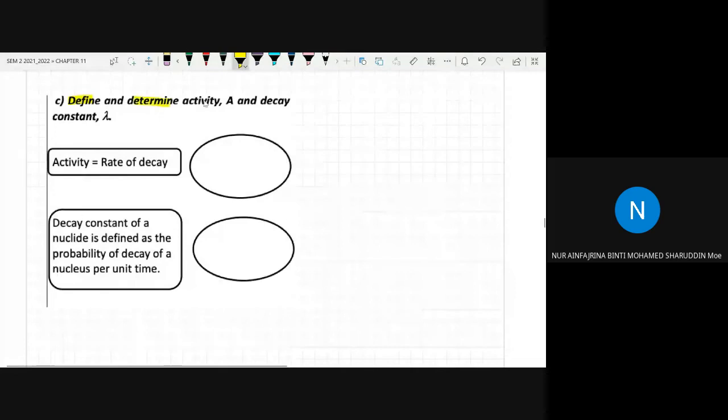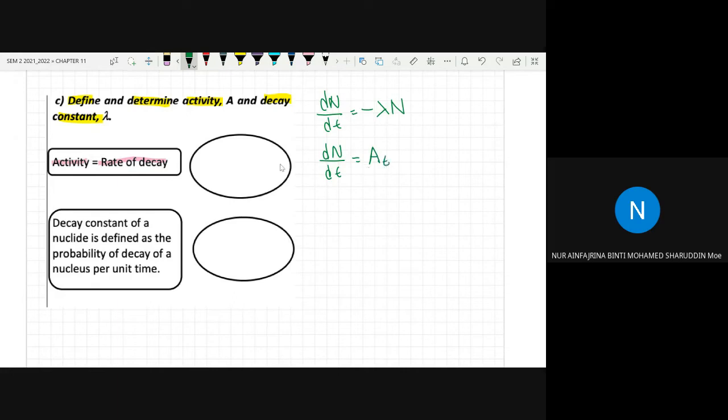We're going to define and determine activity A and decay constant. First of all, you need to know activity is equal to rate of decay. We learned rate of decay dN/dt equals negative decay constant times number of nuclei. And at the same time, rate of decay equals activity, A subscript t. So therefore, activity equals negative decay constant times number of nuclei. Okay, copy. So therefore, activity and rate of decay will have the same unit. Later Miss will teach about its unit.